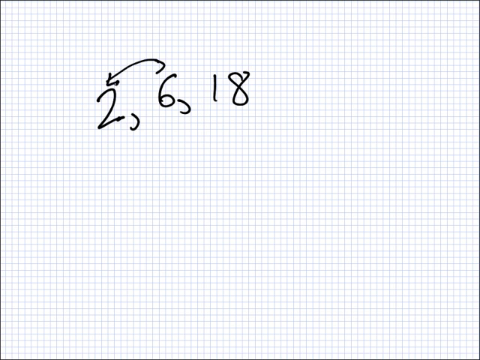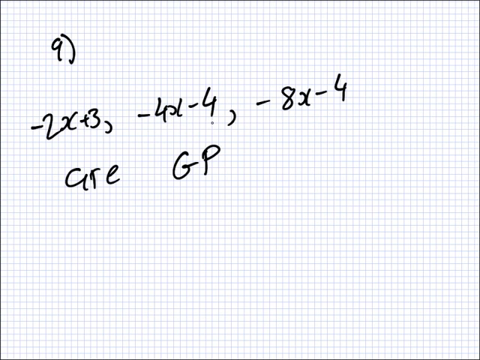6 divided by 2? 3. 18 divided by 6? 3. So here the ratio is 2, and the ratio is 3, and the ratio is 3. So if you use the same idea back here, you could say this divided by this.